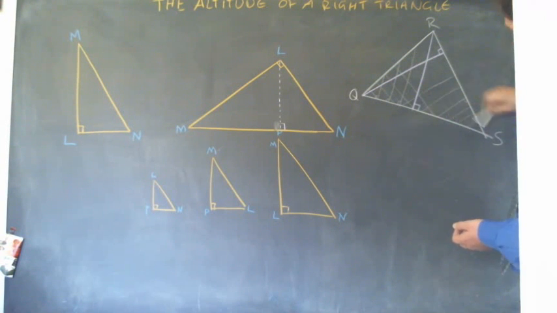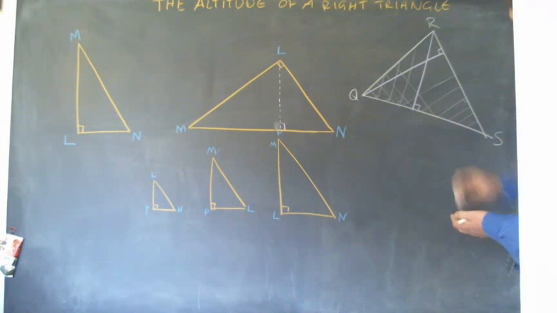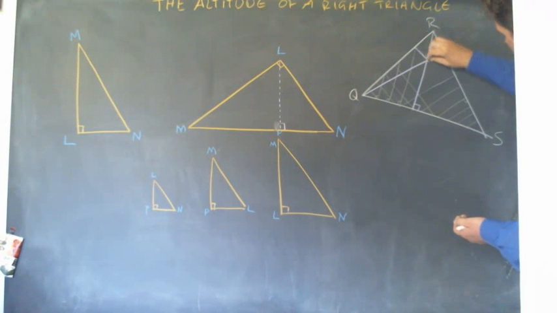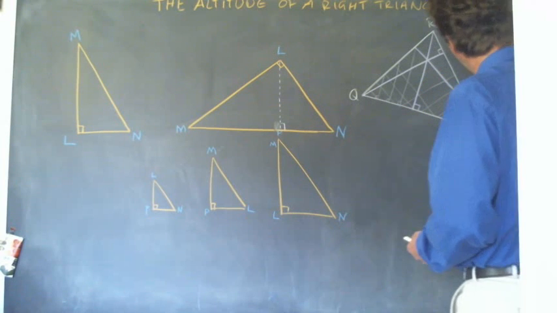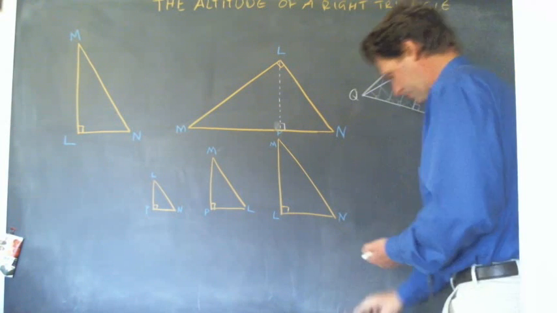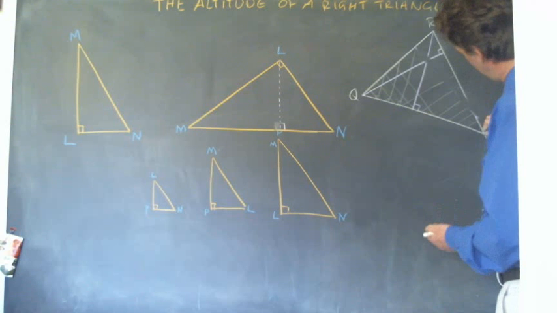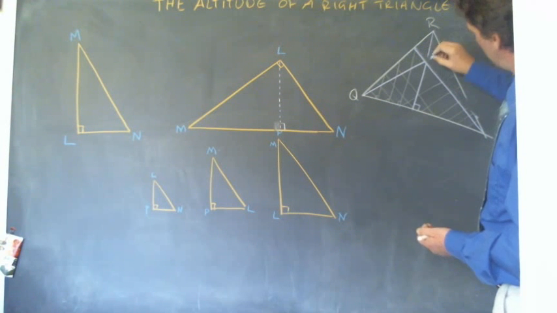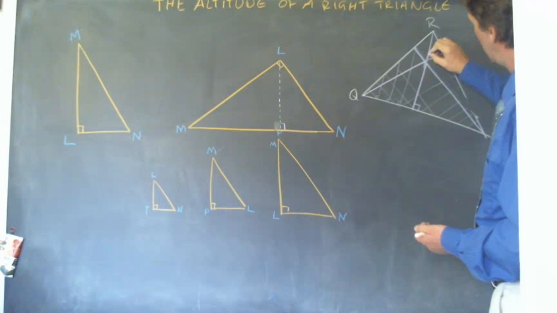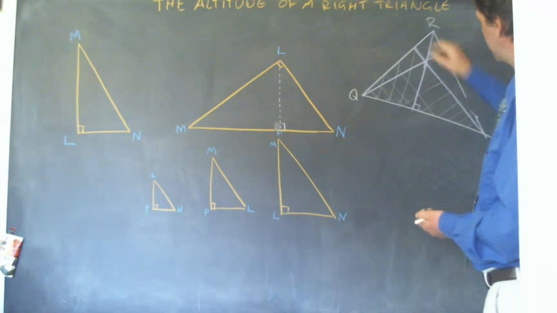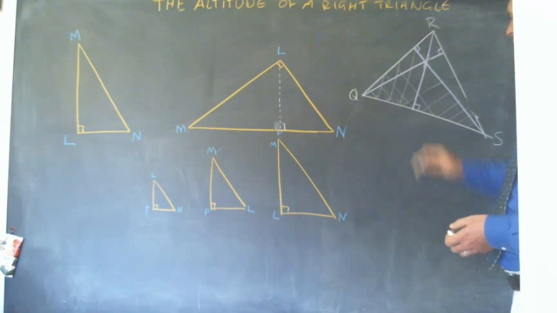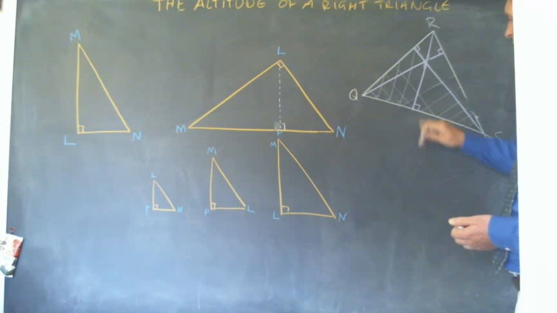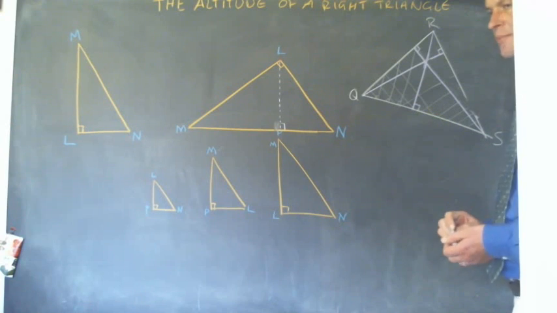I'll keep on drawing these. It'll be the one that comes down here at S. Oops. Try that again. Let's start from this one. There we go. All three altitudes intersect in any triangle. That's what an altitude is. The longest line I can draw inside the triangle perpendicular to a given side.